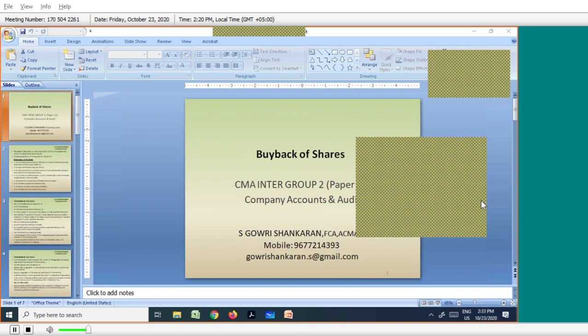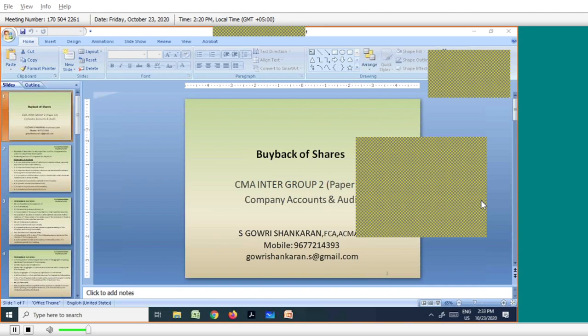25 lakhs I am going to reduce. 25,000 into 100 is 25 lakhs. 1 crore minus 25 lakhs, balance 75 lakhs. My revised share capital becomes 75 lakhs. That is the meaning of buyback. I am going to buy back the shares from my shareholders.